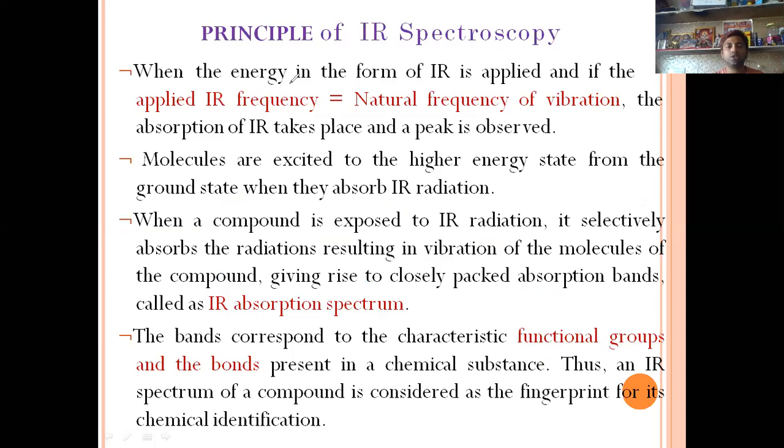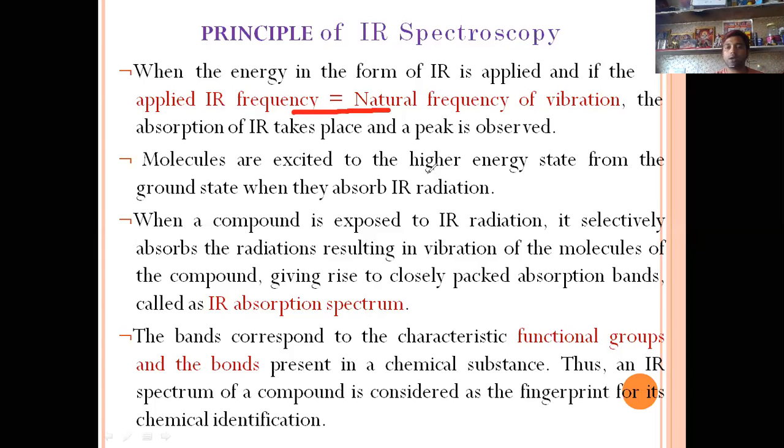When the energy in the form of IR electromagnetic radiation is applied, or made incident on any sample containing molecules, atoms, or ions, and if the applied IR frequency matches with the natural frequency of vibration of the molecule, the absorption of IR takes place and a peak is observed. The absorption takes place when these two match, at resonance. Then there is absorption of IR radiation, and one peak is observed in the spectrometer.